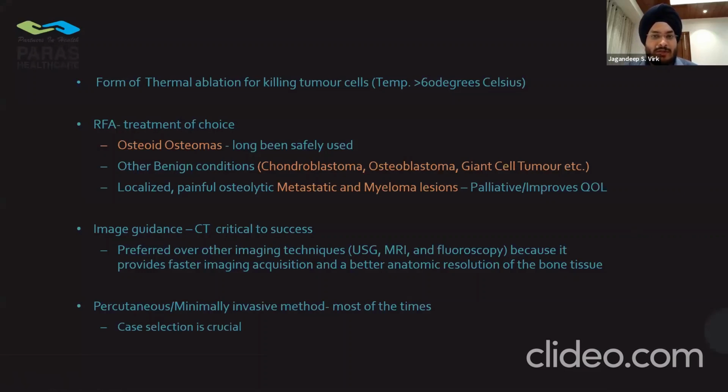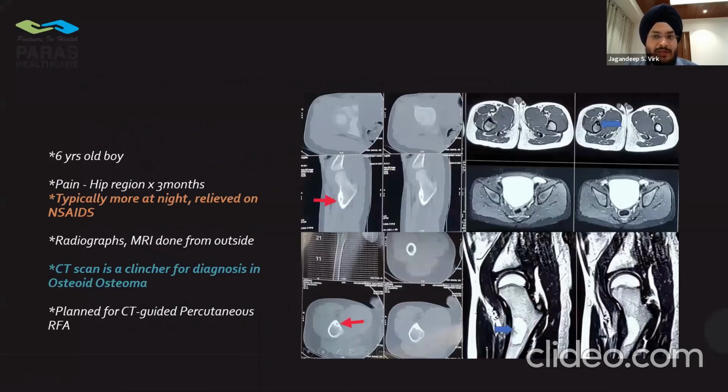Case selection is crucial. A case in point is this 6-year-old boy who presented to us with pain in the hip region for the past 3 months. The child had a typical history of pain at night, which was relieved by NSAIDs. Usually a CT is a clincher for diagnosis as far as osteoid osteoma is concerned. The child had an X-ray and MRI done from outside. We got a CT done. So we can see a typical nidus in the inferior part of the femoral neck region, in the calcar region.